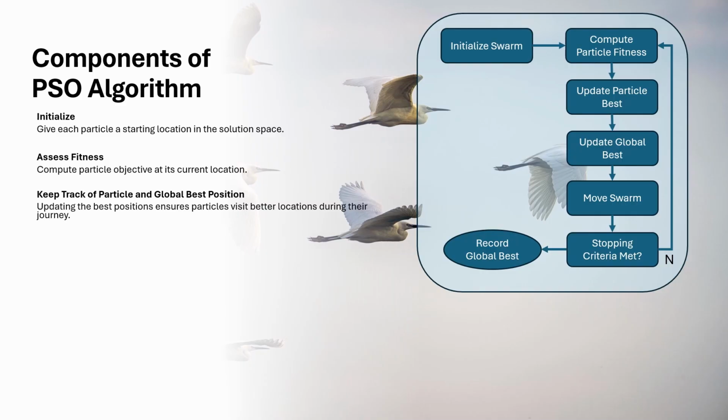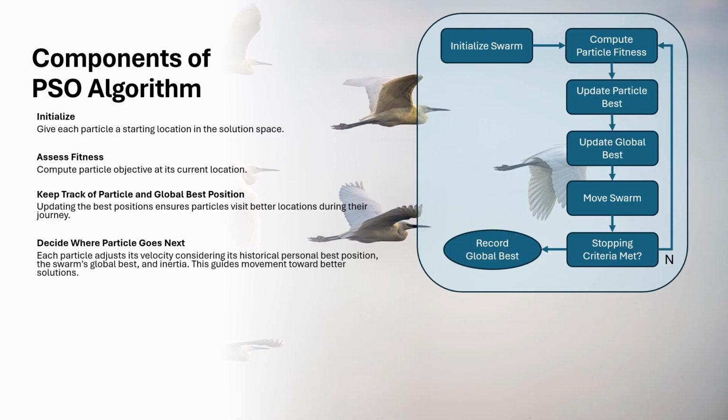And so what we want to do is keep track of those things because it is going to be 2 components that are going to govern the future motion of the birds through the iterations. That's going to help us decide where the particle goes next. So each particle adjusts its velocity considering its historical personal best position and swarm's global best, along with the inertia. Remember that slide I showed you about those three components. This guides movement towards better solutions.